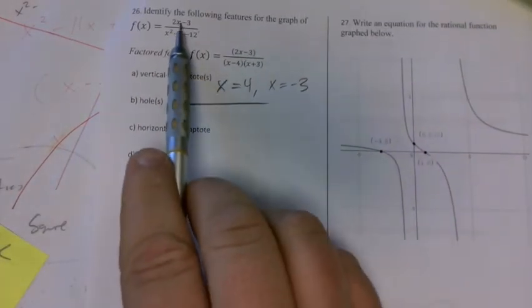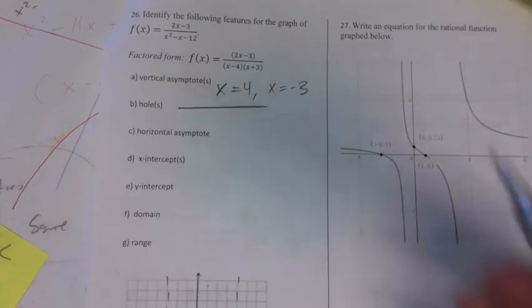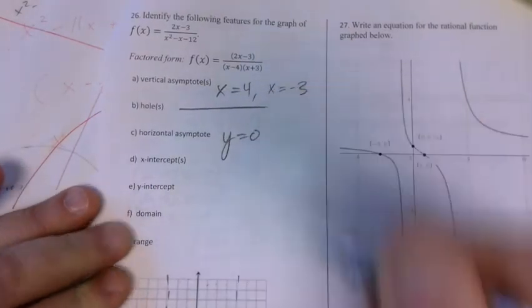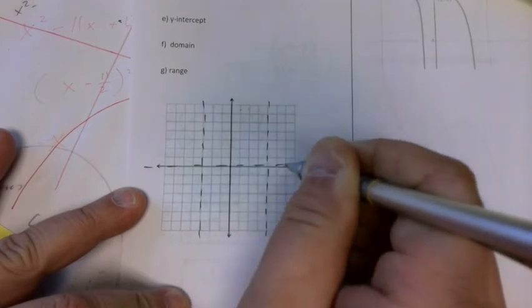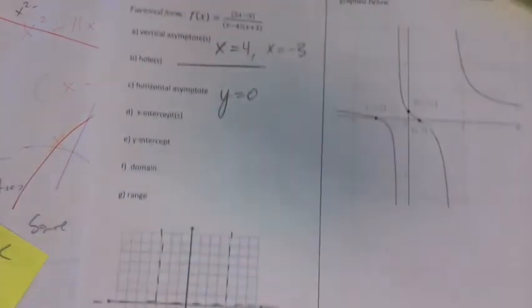Okay. Horizontal asymptote. I look at the degree, 1 and 2. The bottom's higher. That tells me y equals 0. So it's going to have a horizontal asymptote right on the x-axis. So I make an indication there. Awesome.